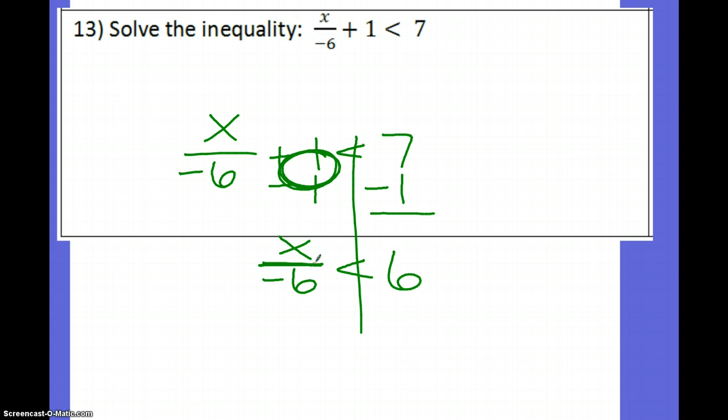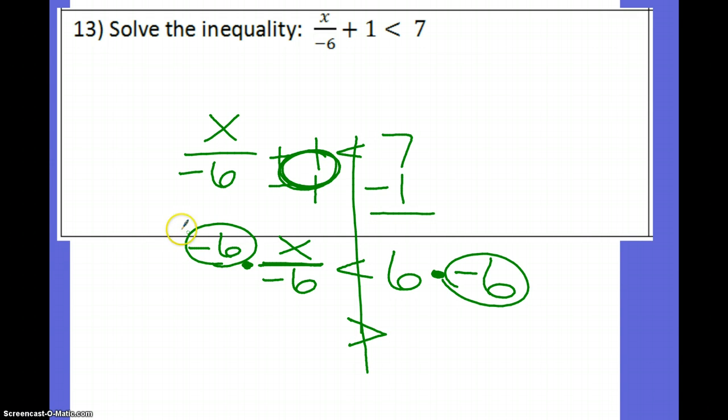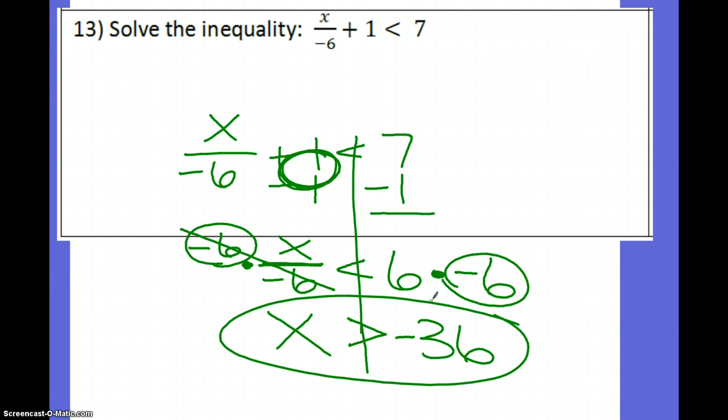So to get rid of negative 6, we need to multiply negative 6. The opposite of division is multiply. So we multiply negative 6 on both sides. Because we're multiplying a negative 6, the sign will flip. And this is 1, so we just have x. 6 times negative 6 is negative 36. Done.